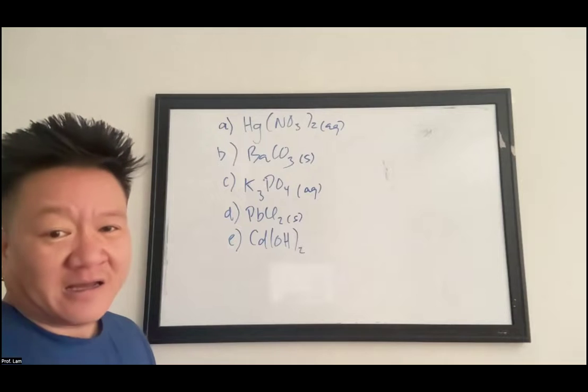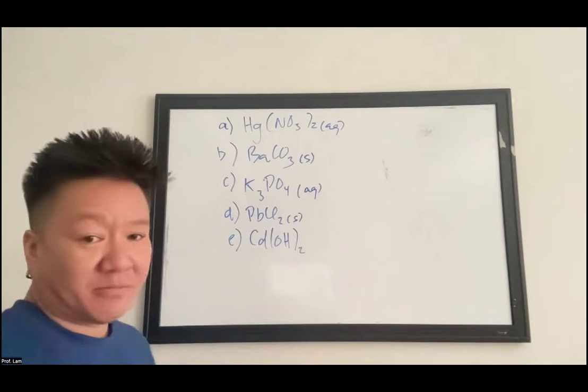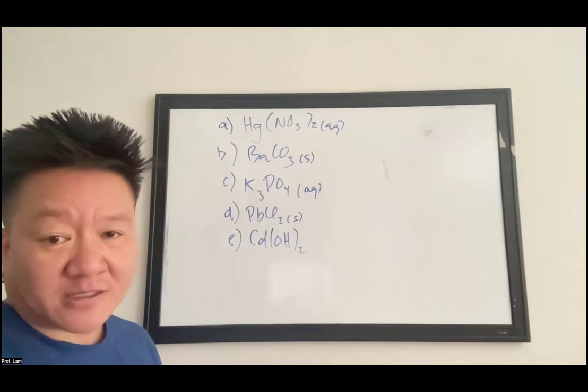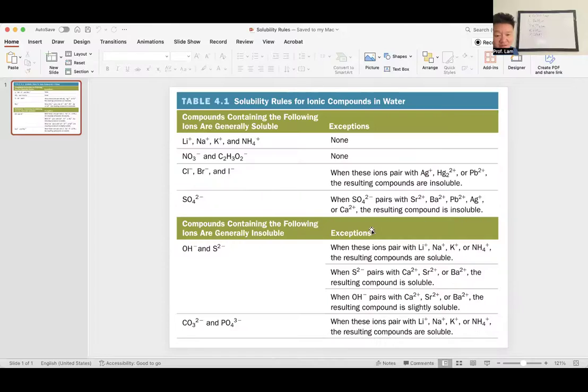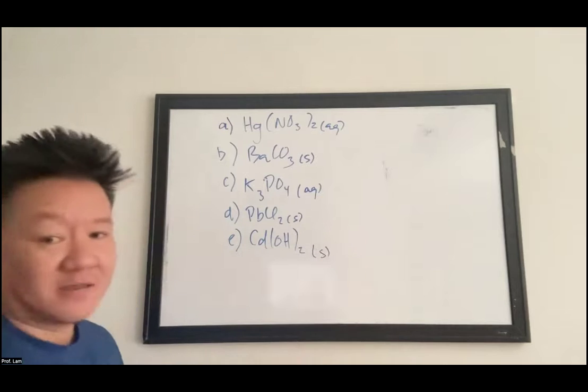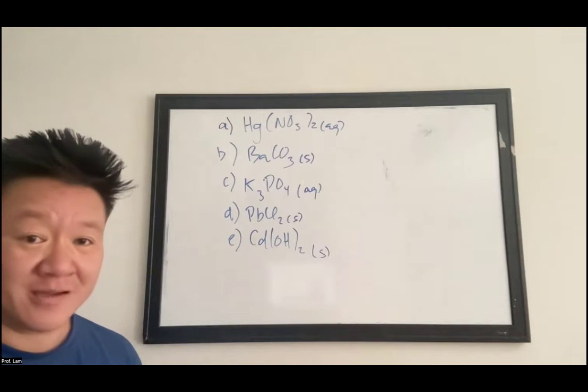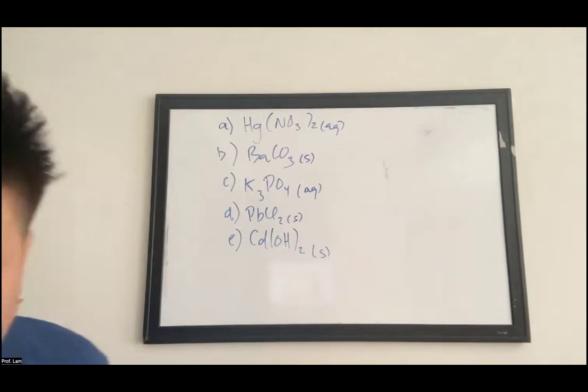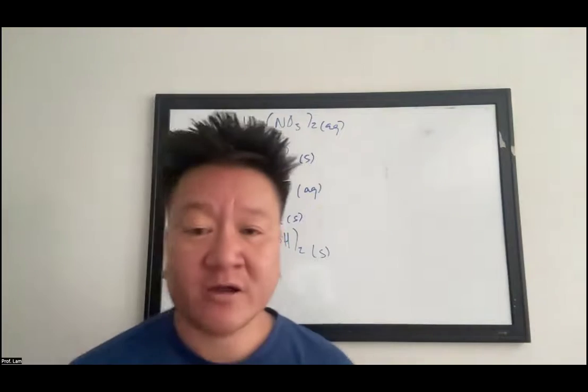Okay. Next up, we got cadmium 2 hydroxide. So cadmium hydroxide. Hydroxides are generally insoluble. And then we're gonna look here for the exception. Cadmium's not there. So cadmium hydroxide is a solid. Okay. Yep. So that's how you do it. That's how you figure out whether ionic compounds are soluble or not in water.